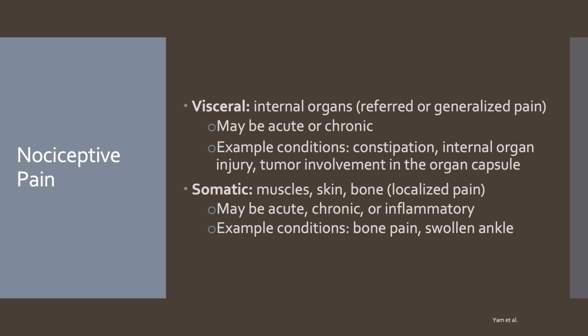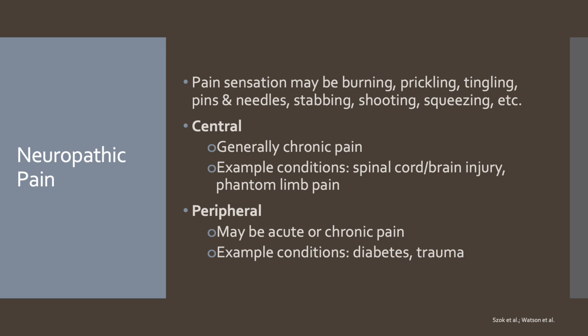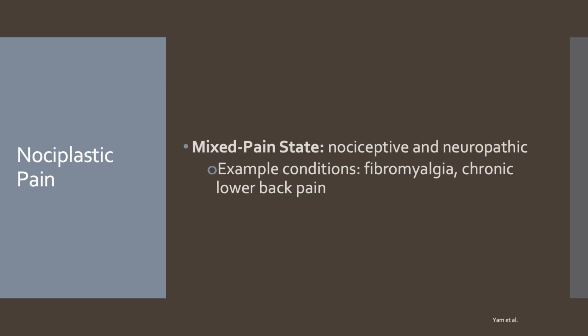or swollen ankles. Neuropathic pain is generally a pain sensation that could be burning, prickling, tingling, pins and needles, things like that. This can be either central, with examples of that being spinal cord or brain injury, or peripheral, with an example of that being diabetes. Lastly, we have the nociplastic pain that we mentioned. This is a mixed pain state, so it's a mixture of nociceptive and neuropathic pain. And examples of this are fibromyalgia or chronic lower back pain.